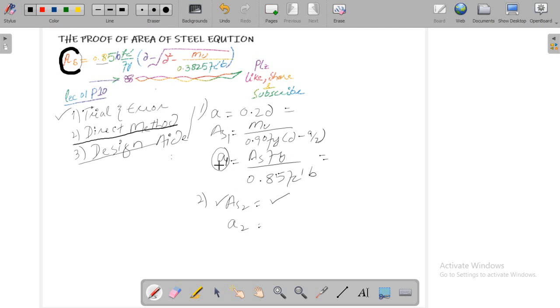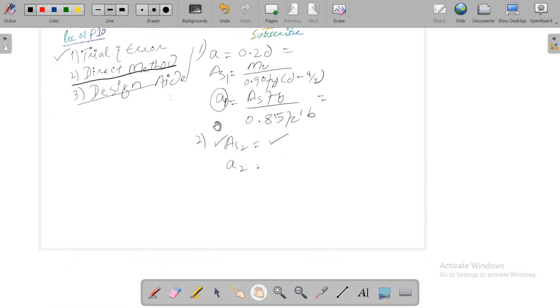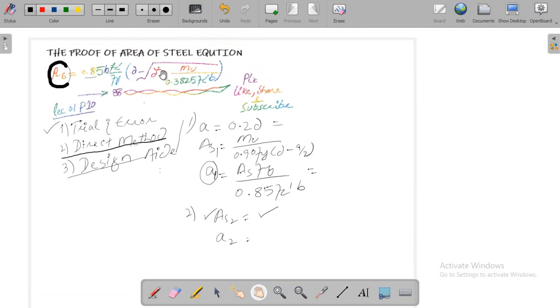So here we have again used trial and error. We will use 4 to 5 trials and see whether the values are closing or not closing. Sometimes they may not close, so we have to repeat the process. So this is a little lengthy process by using the trial and error method. Today I am showing you the easiest way, how you can easily use this equation and find out the area of steel.